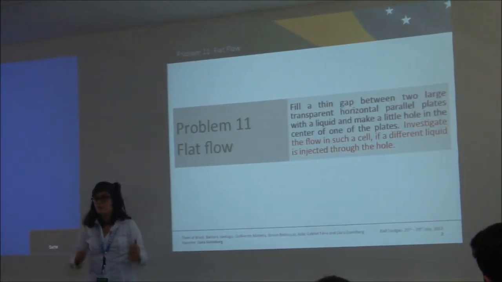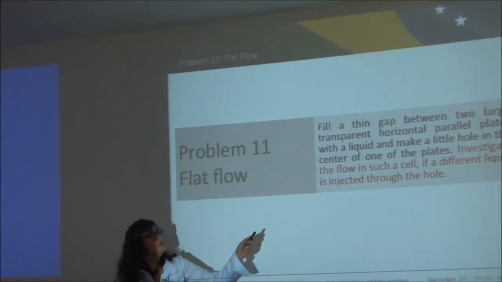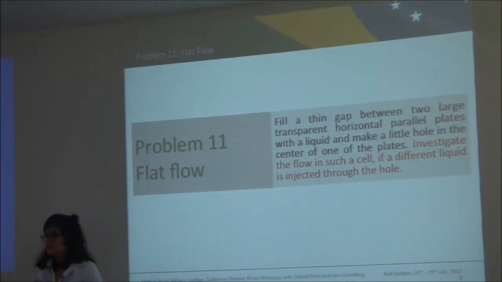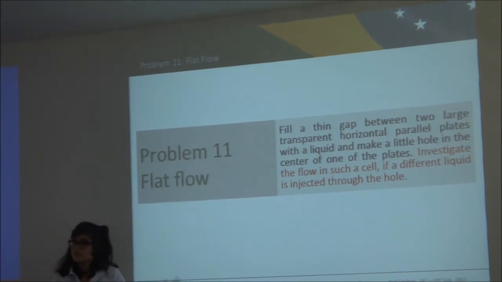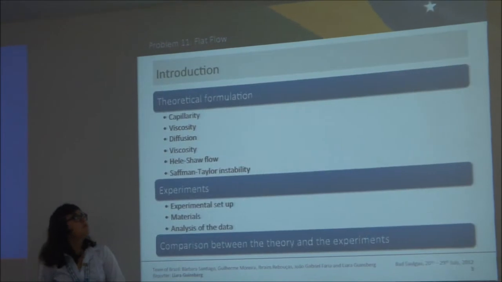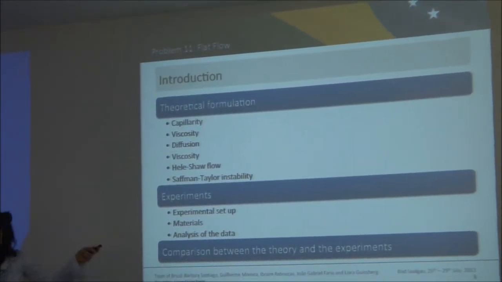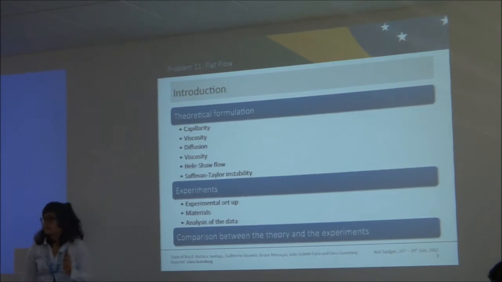A thin gap between two parallel flat plates in horizontal, and make a little hole in the center of one of the plates. Let's investigate the flow in such a cell if a different liquid is injected. First, I'll go to the theoretical formulation, then the experiments, and the comparison between the theory and the experiments, followed by a conclusion.